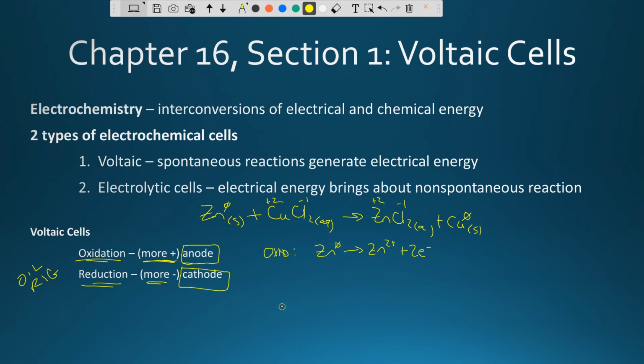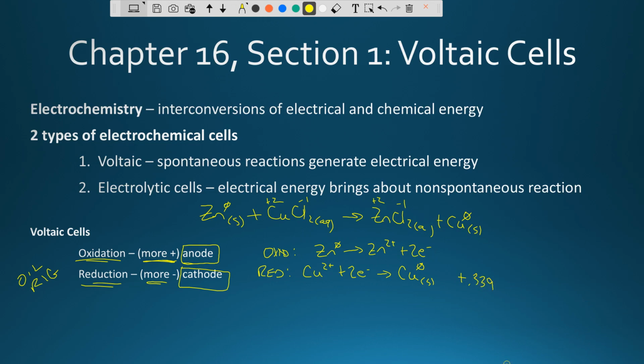If I take a look at my reduction end of things, my copper ion, again, the chlorine is a spectator, so I'm not going to worry about it. If I gain 2 electrons here, it's going to form my solid, which is a 0. That's a simple way of taking a look at that. And if we were to apply that along the way, I'd see that my copper has a voltage of 0.339.